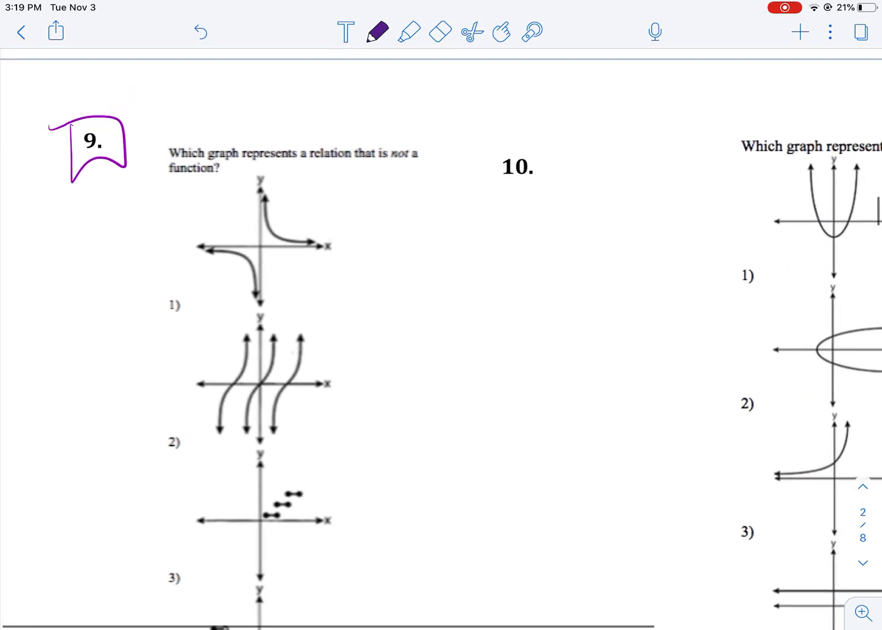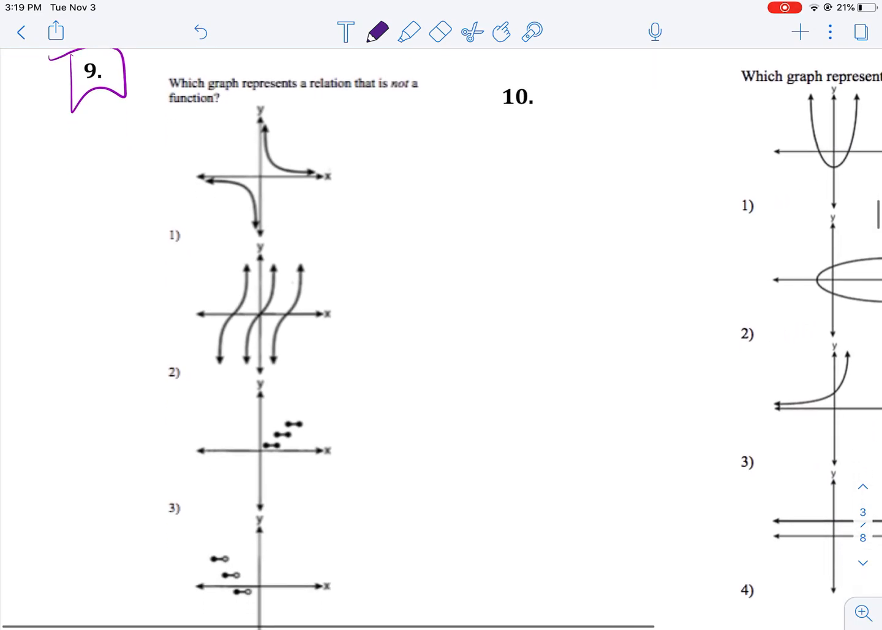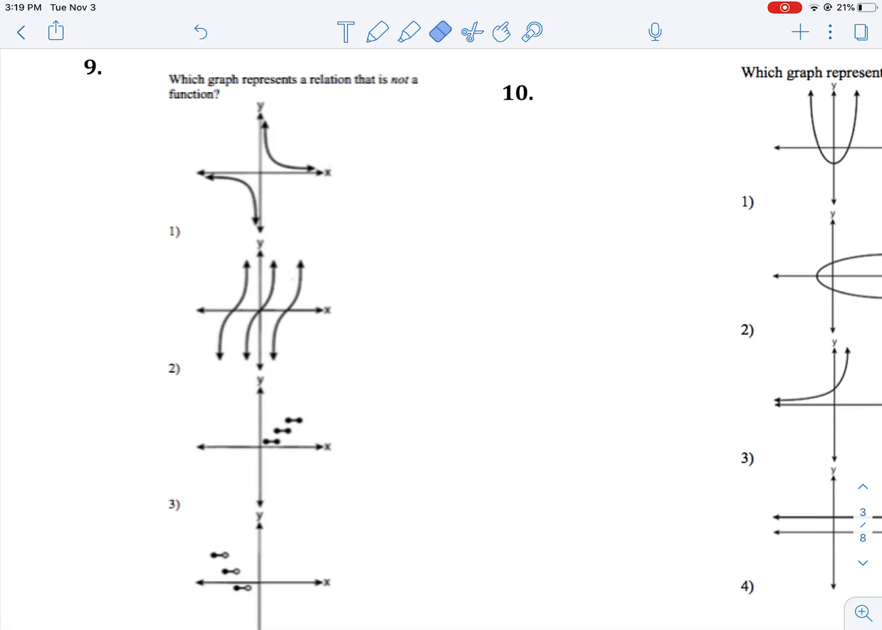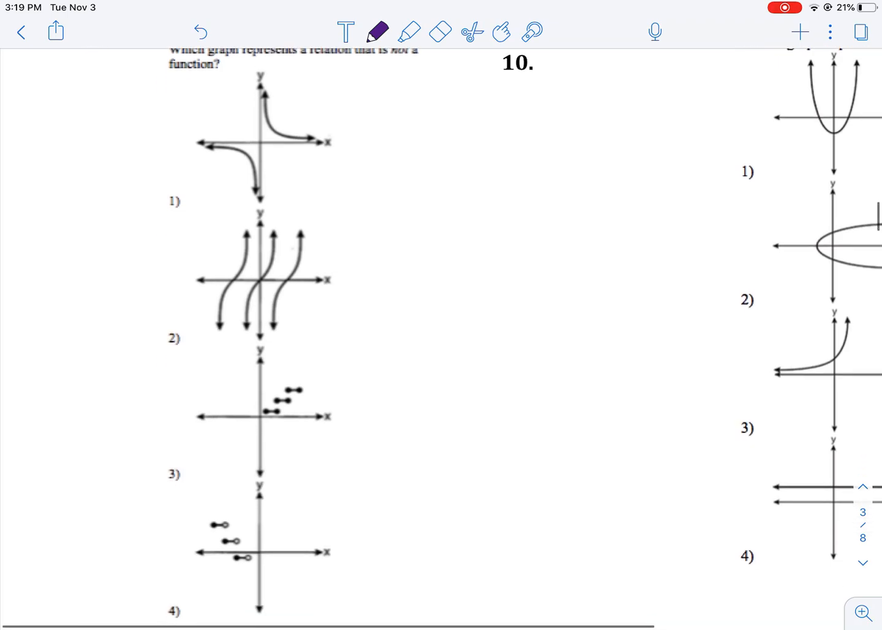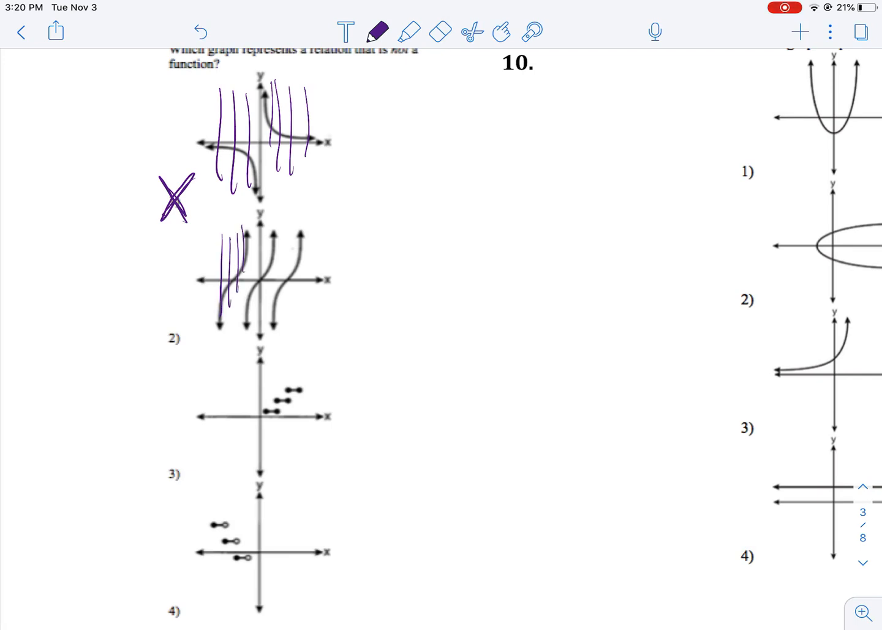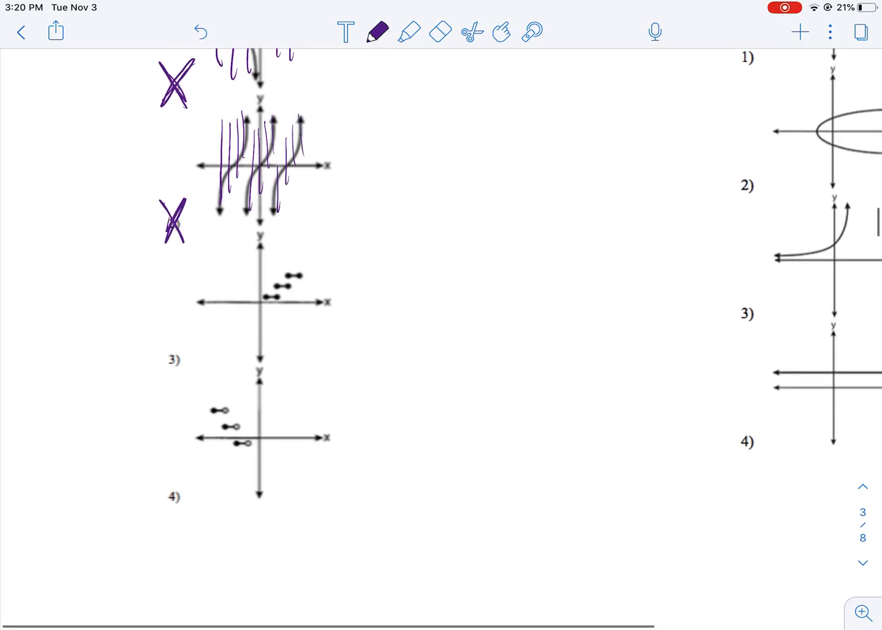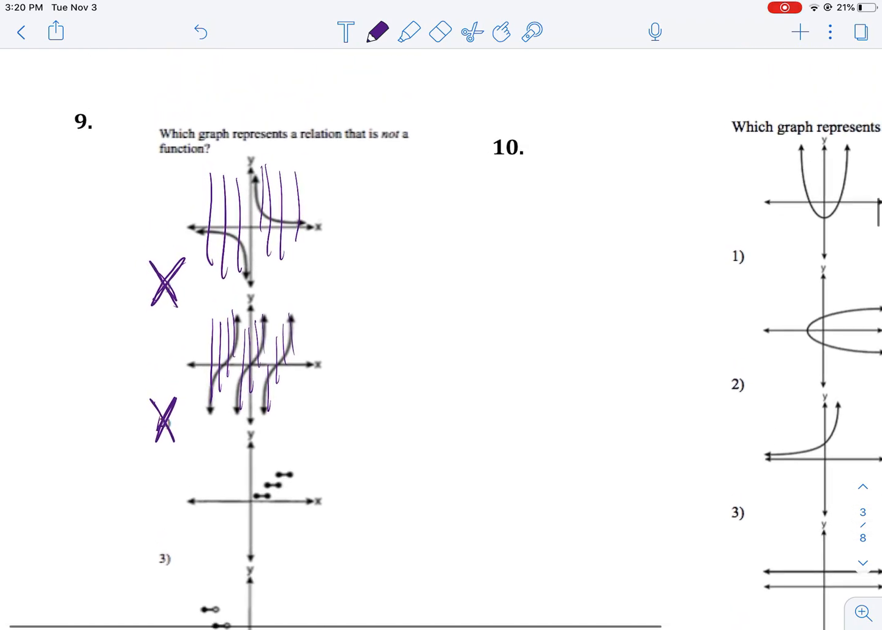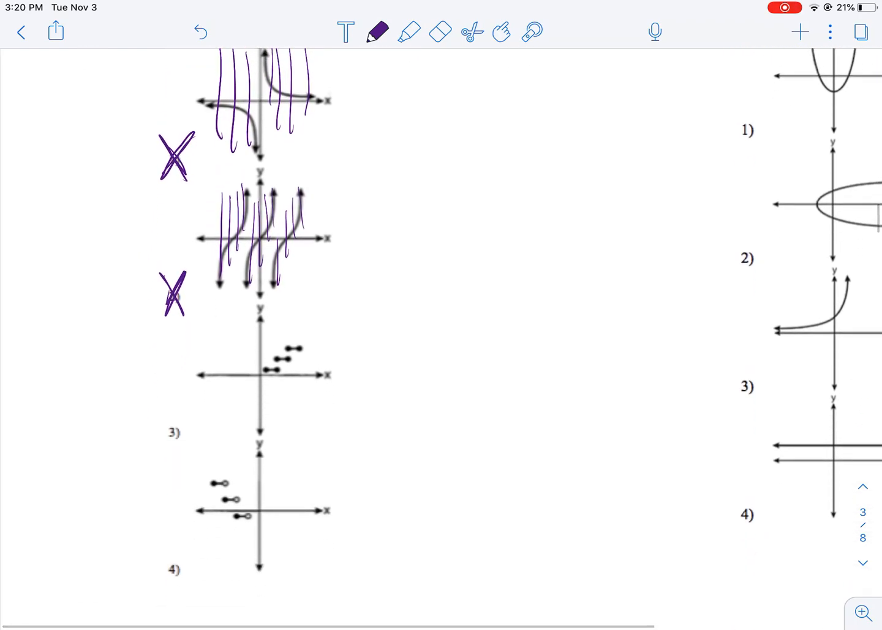Which graph represents a relation that is not a function? Okay. Well, what we're looking for is, when we draw a vertical line, whether or not we're hitting the graph twice. Now this one looks kind of close, but it's gradually going closer to 0. So this one's not it, okay? This one, okay, we're not hitting the graph twice. So that one's not it. Whoops. All right, 1, 2, okay. Just making sure I'm crossing off the right ones.